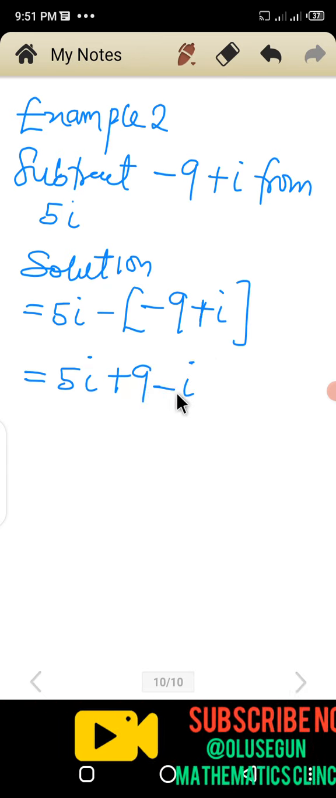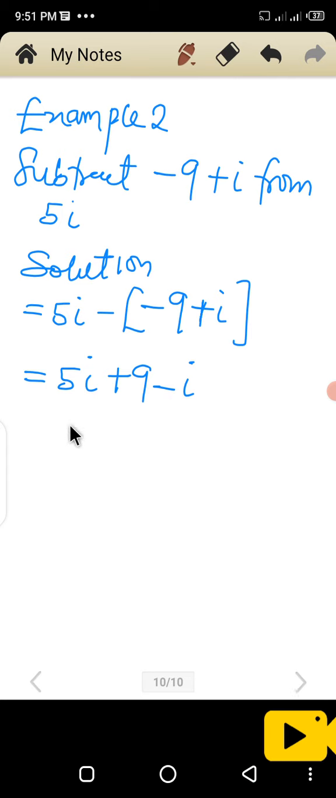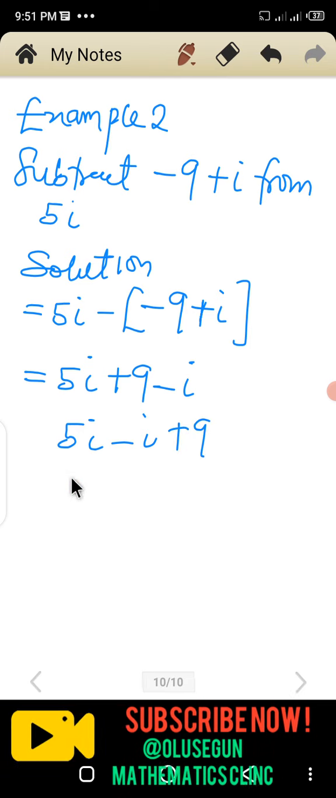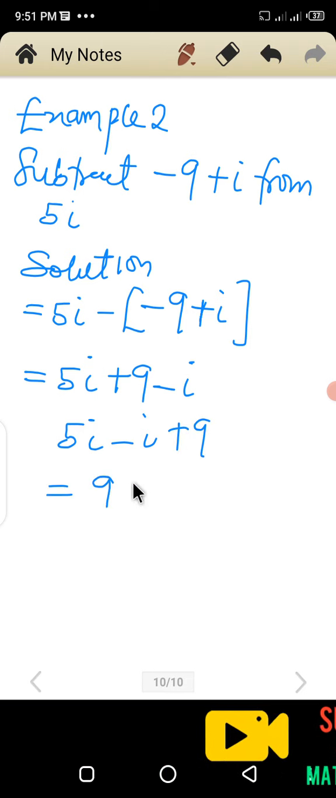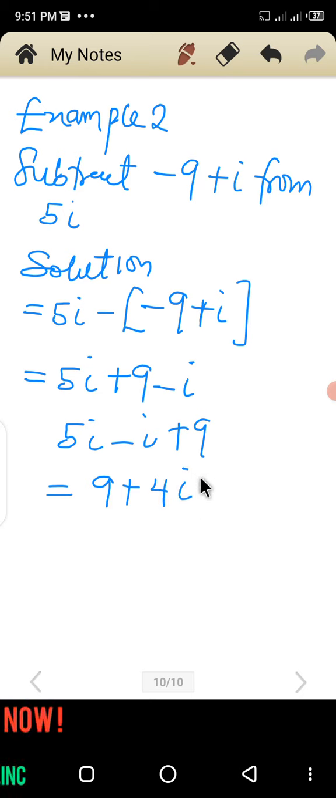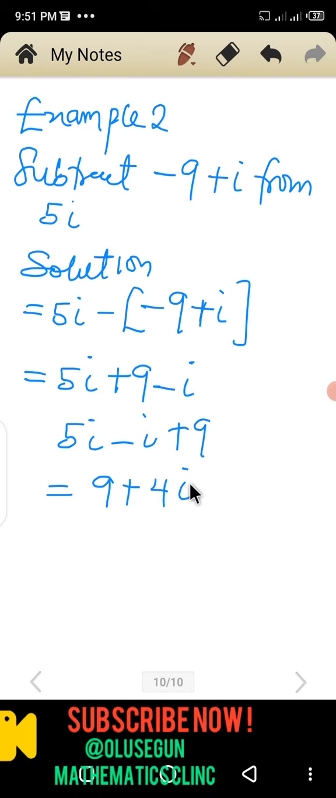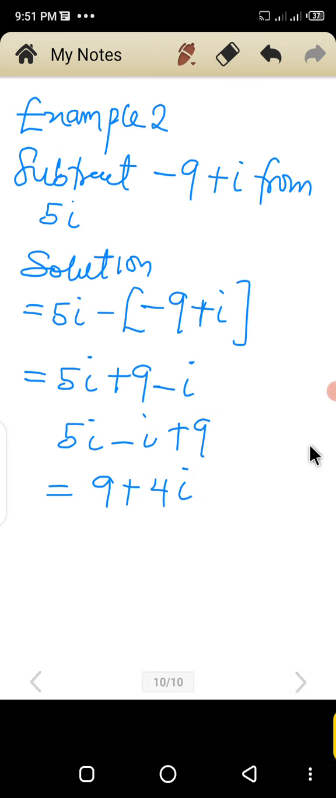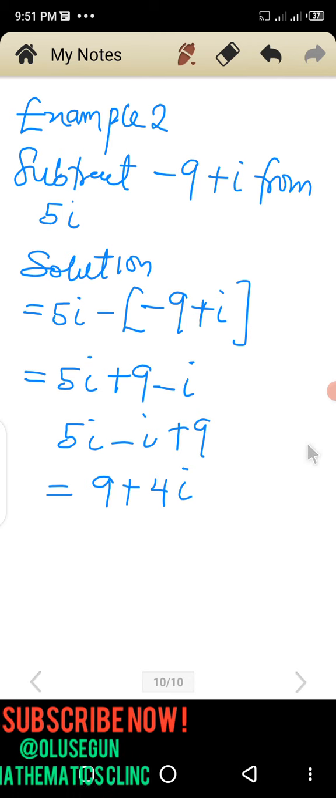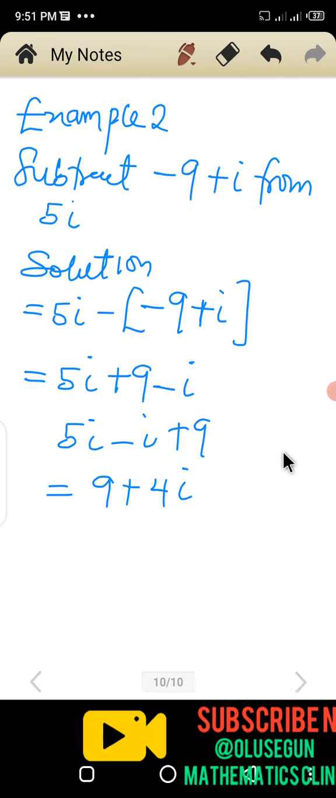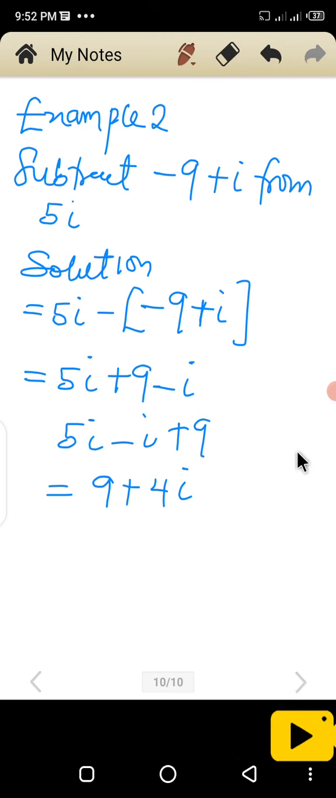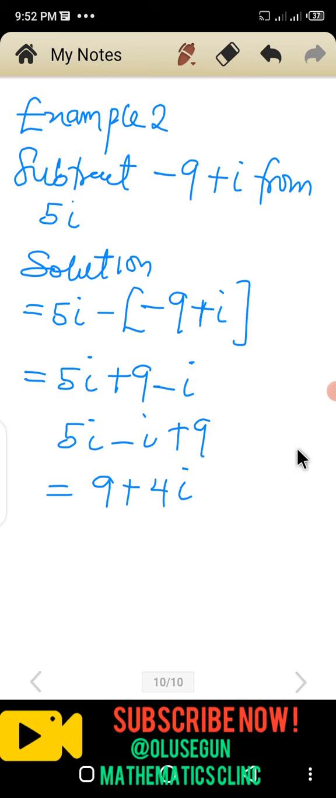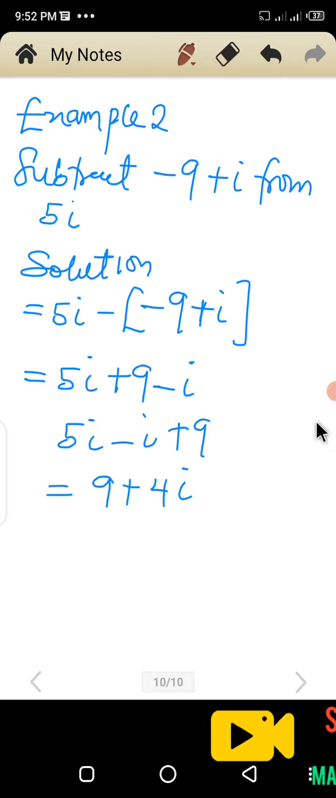So according to what I've said earlier, you just say that 5i minus i plus 9 can be 9 plus 4i. So these are just some examples that you are able to solve under the addition and subtraction of complex numbers, because a complex number comprises two components, the real and the imaginary. The real we add with the real, and the imaginary we add with the imaginary.